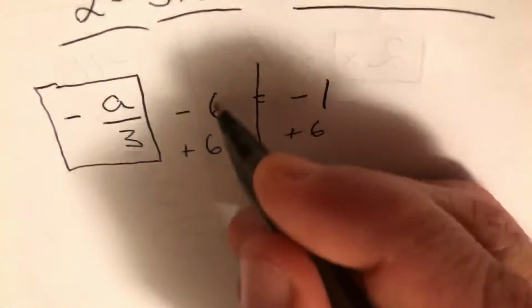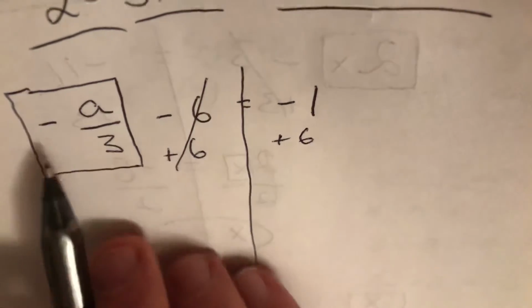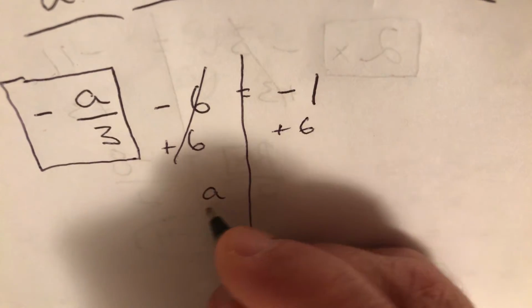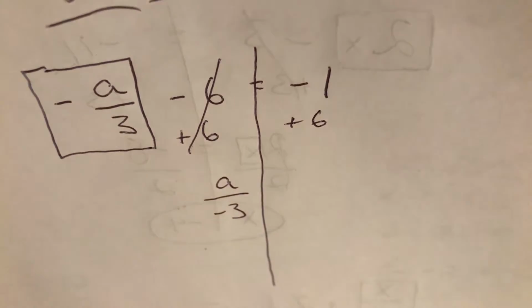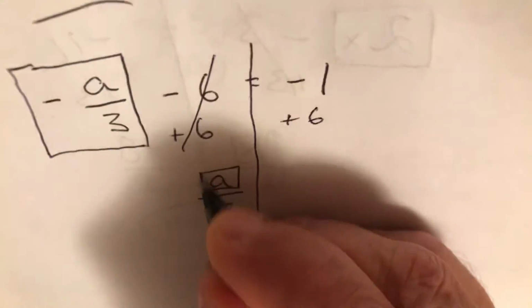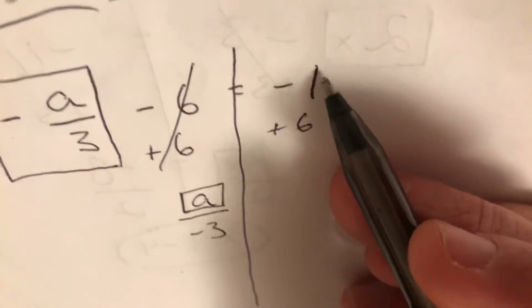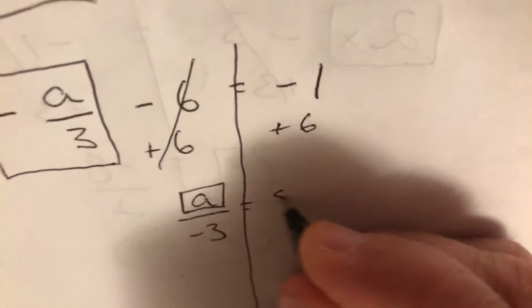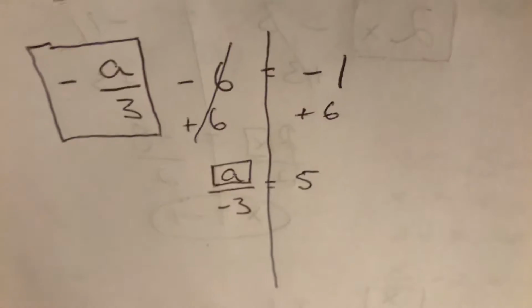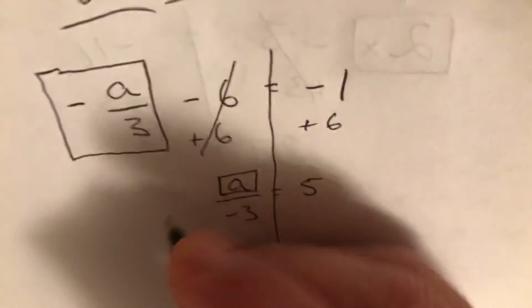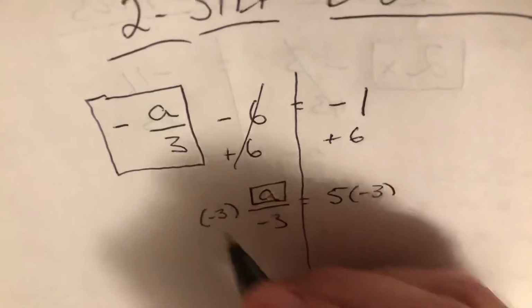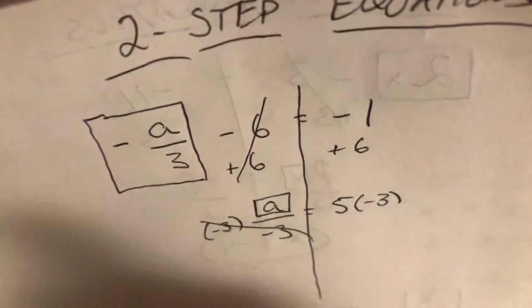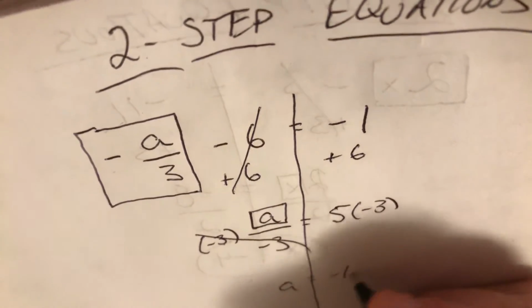Okay, so that cancels out the minus 6. And now this negative, when I rewrite this, I'm going to bring this a, and I'm going to bring this negative with the 3. Okay, and now I'm going to frame my a. I got to do my math. Negative 1 plus 6 is equal to 5. And now I'm at my second step. This is some number divided by negative 3. So I have to multiply both sides by negative 3. That cancels out. A equals negative 15.